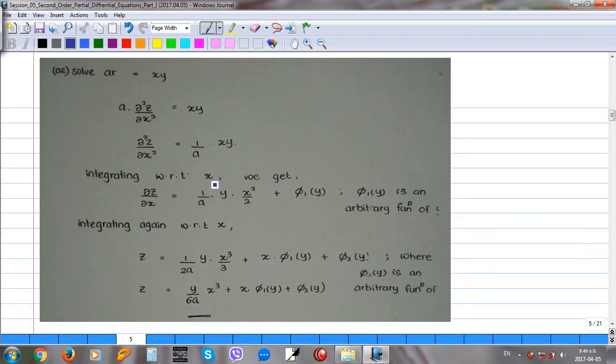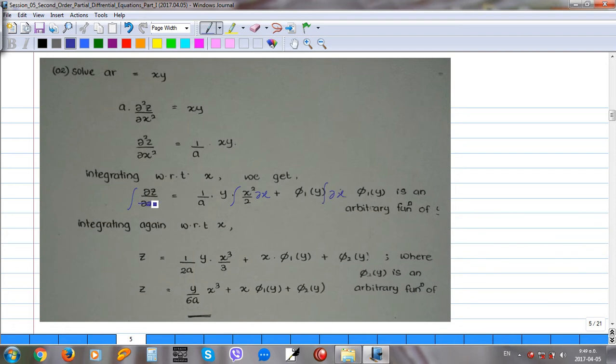So then we have to integrate x. If we integrate x, that is x squared over 2 plus a constant, phi 1 y. That is an arbitrary function of y, right? Again, now you can take this as ∂z over ∂x equals 1 over a times y times (x squared over 2 plus phi 1 y). Then to find z, you have to integrate this again with respect to x. So you have to integrate here, and here also you have to integrate. This can be written as ∂x, here ∂x, right?